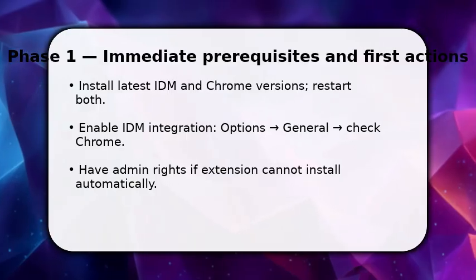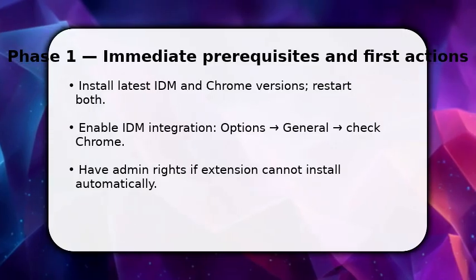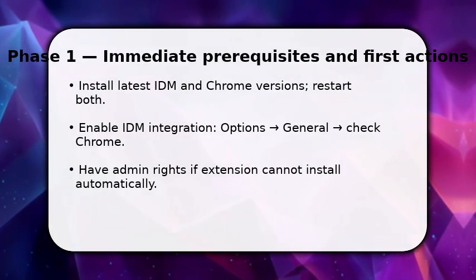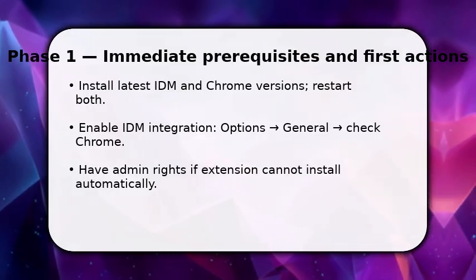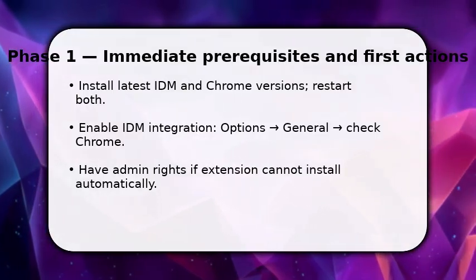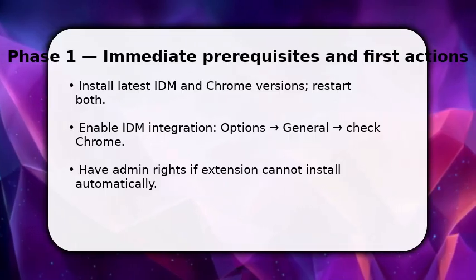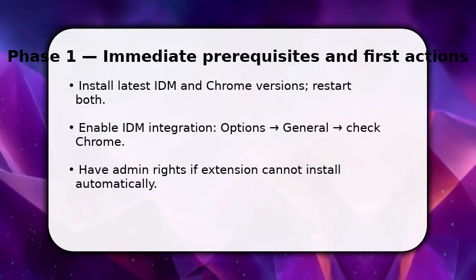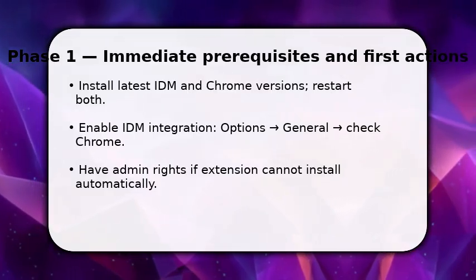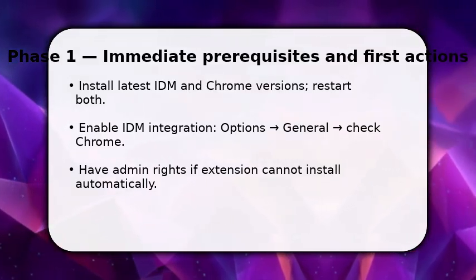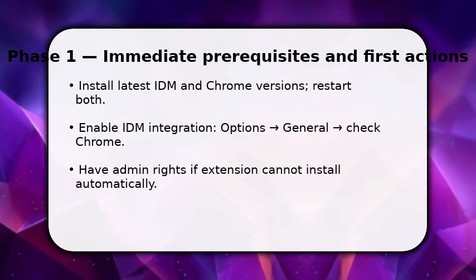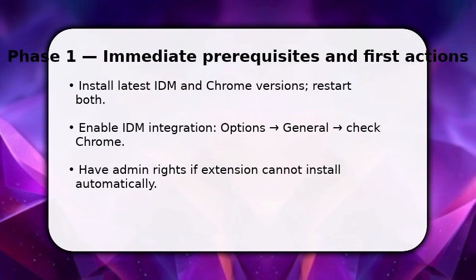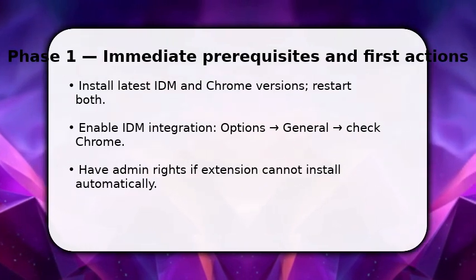You start by making sure IDM and Chrome are updated. Outdated builds break integration. Open IDM, go to Options, General, and check the Chrome box so IDM can inject its extension. Once done, restart Chrome. Browser restarts load the helper. If the extension doesn't appear, use admin rights to allow installation. This prevents permission blocks. You're preparing the environment, so the following steps apply cleanly and avoid permission or version conflicts.